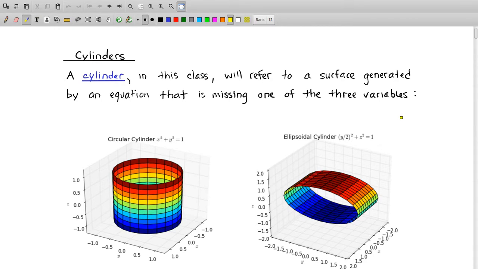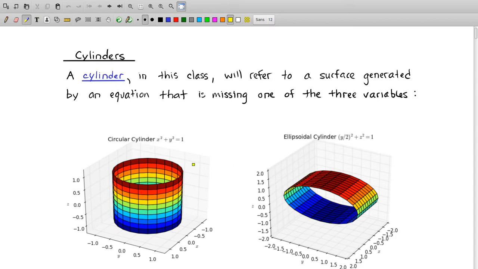So the first kind of surface that we'll consider are cylinders. And although the book gives a sort of technical definition of cylinders that's here at the bottom of this page of notes, basically in this class we'll restrict our attention to surfaces where one of the variables is missing.